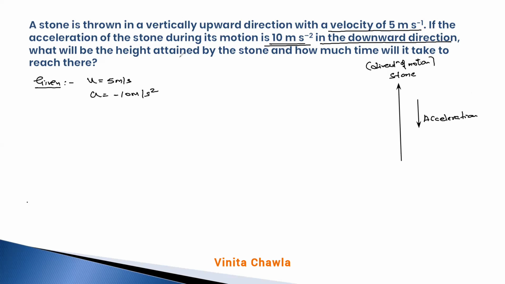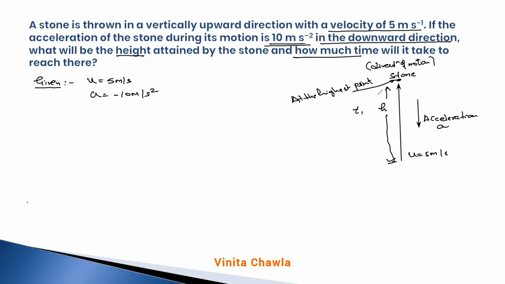What will be the height attained by the stone? We have to find height and how much time will it take to reach there at the highest point. See, at the highest point, velocity is 0. So initial velocity is given, it is 5 meter per second, right? And acceleration is acting in downward direction. This is also given. And we have to find the height attained by the stone. Let this be the maximum height attained by the stone, h. Okay, h is the height attained by the stone and time it takes is t.